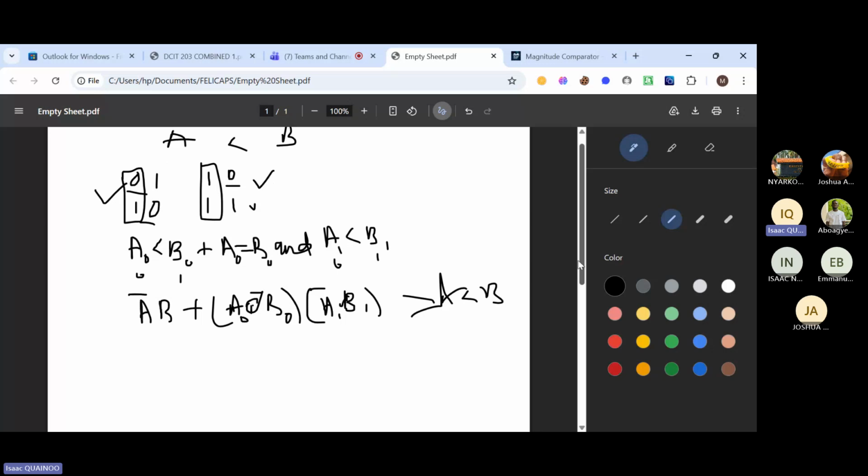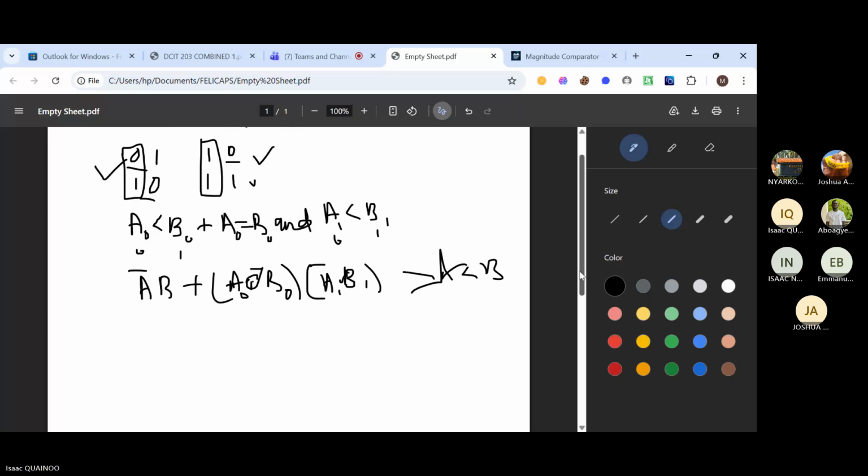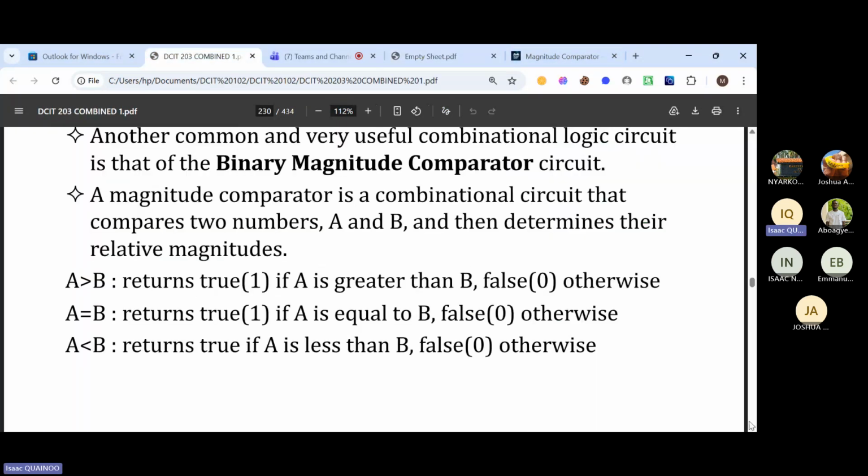Are we together? All right, so with this, we can say that we are done with magnitude comparators. Let me show you something here before we go to our questions. All right, I believe our slides are here.